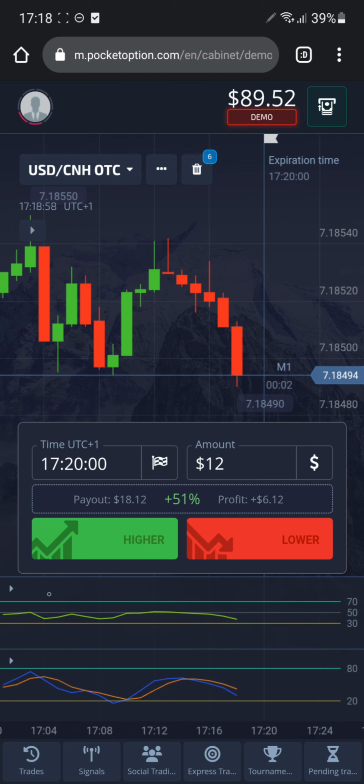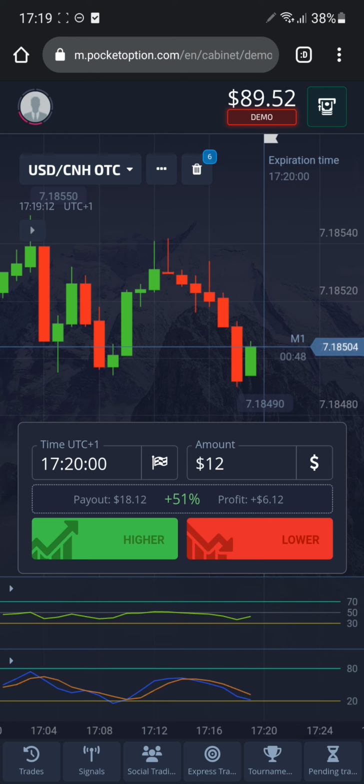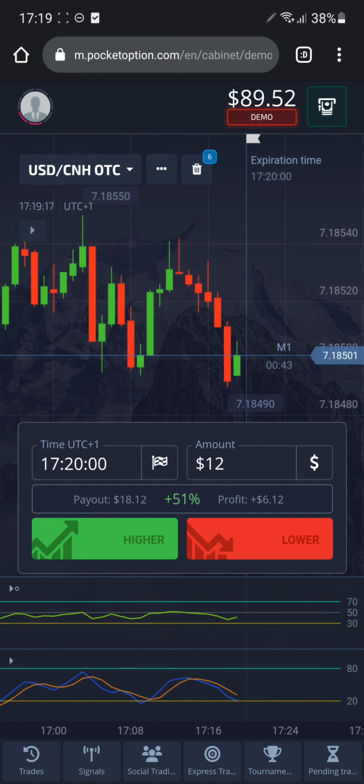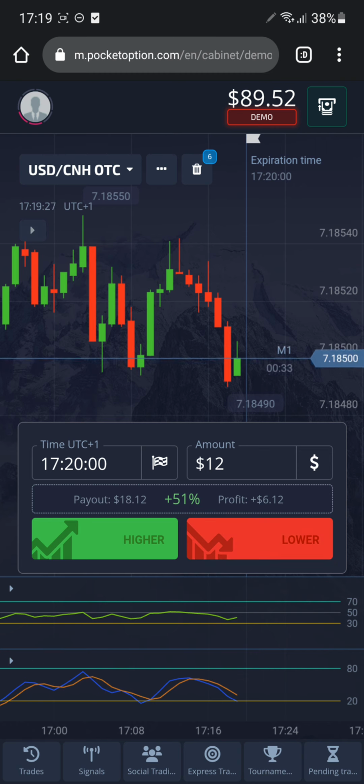Now this is the RSI. Some people call it relative strength index, something like that. I'm really sorry if I butchered the name, but the name is not really important to me as much as what it does. So I think it's relative strength index. So what it does is it tells you the strength between the buyers and the sellers.